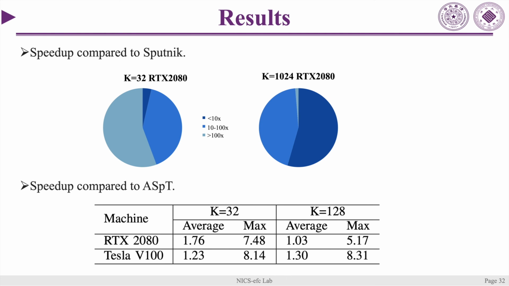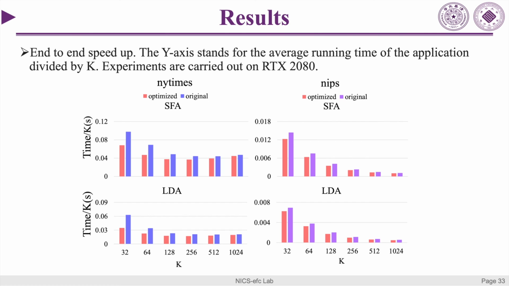Compared to Sputnik, when k is equal to 32, we have an average speedup of 167.7 on Tesla V100. Our kernels perform competitively with the approach of ASpT, gaining up to 1.76 times speedup on average without reordering the sparse matrix. Our kernel could accelerate machine learning applications with widely used formats that make it easy to implement in existing frameworks.